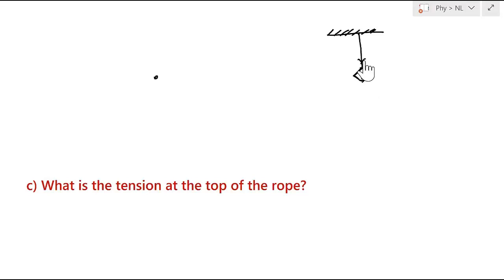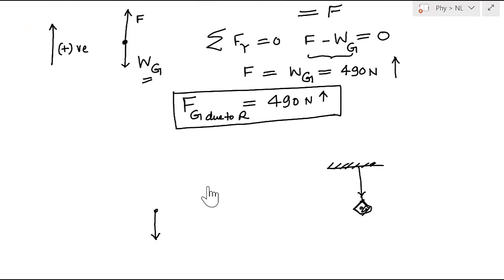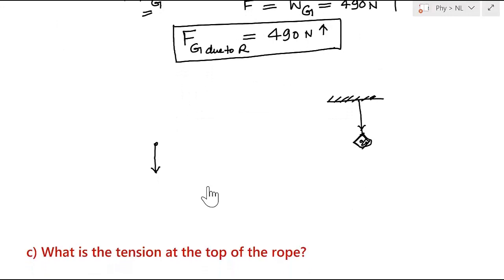So one force acting on the rope is in the downward direction. That is because the gymnast is trying to pull this. The magnitude of this force will be the same as in the second part, that is F, because of Newton's third law. So this force is nothing but 490 Newton that we just calculated. So the force applied by the gymnast on the rope is equal to the force applied by the rope on the gymnast, and both are equal to F, that is 490 Newton.